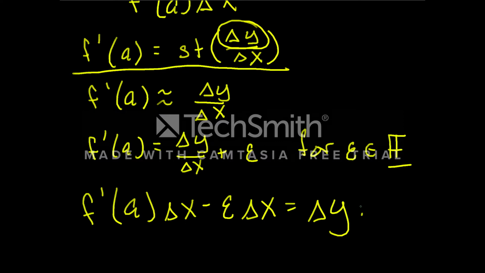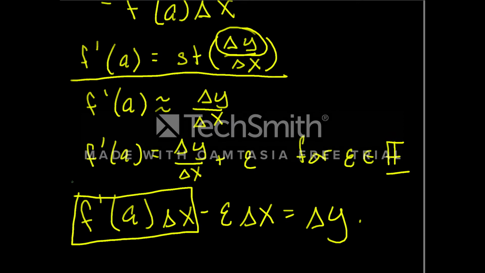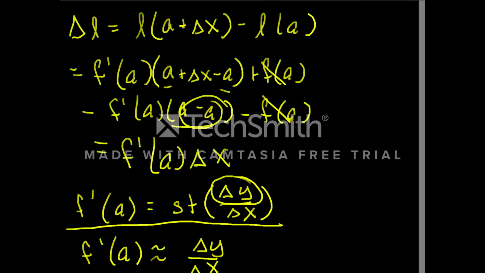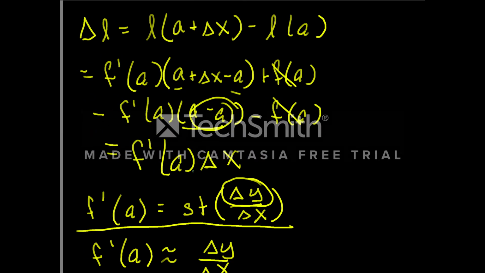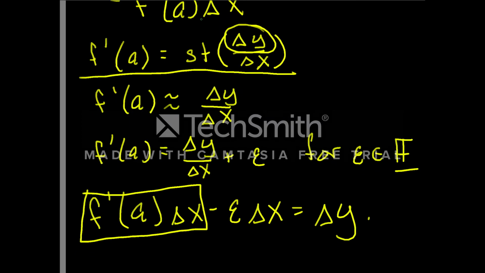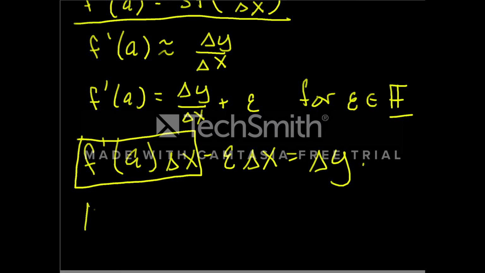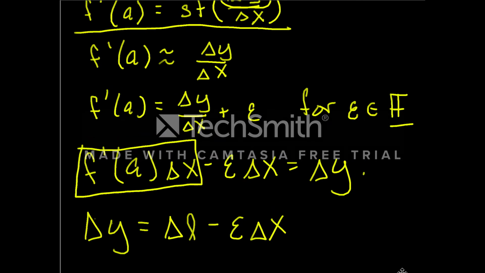And this leads us to a very important observation, that this right here, f prime of a delta x, was exactly what we found to be the change in L. And so we see here that the change in y is equal to the change in our tangent line plus some infinitesimal times delta x. And this observation gives rise to the next theorem.